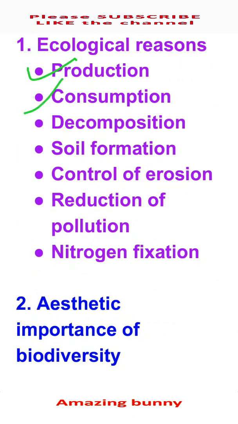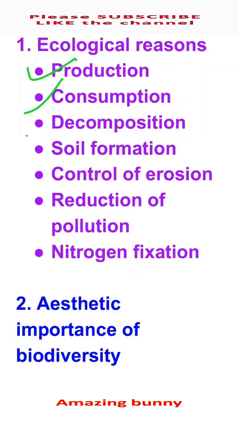Second point of ecological reason is consumption. Children, you know that herbivores consume plants because plants are the sole source of food on this earth, and carnivores consume animals for food. In the consumer category, there are primary, secondary and tertiary consumers. So small consumers are eaten by big animals for food in this process of consumption, which is very helpful in running the food chain and maintaining ecological balance.